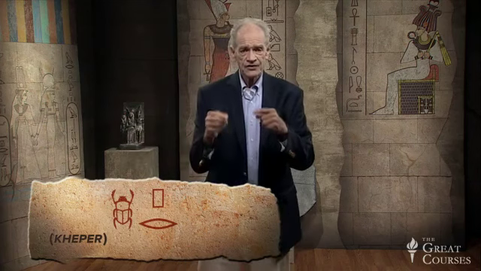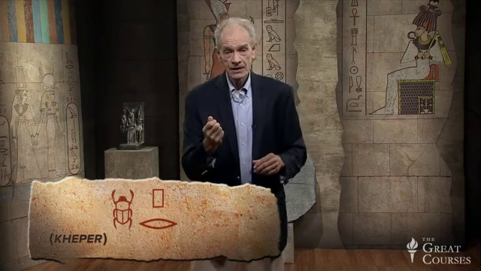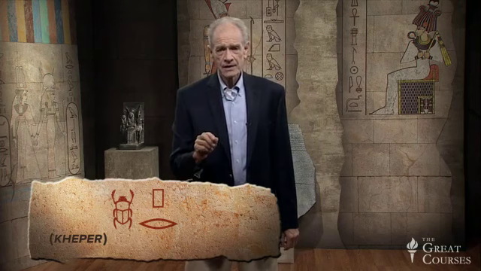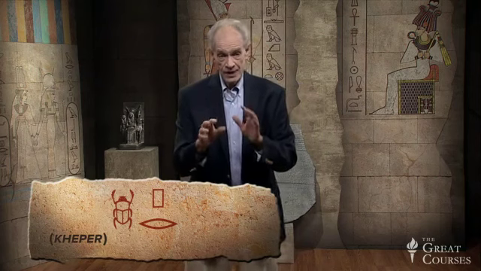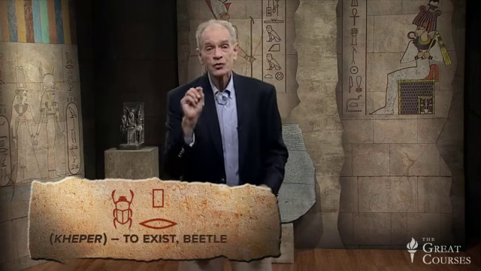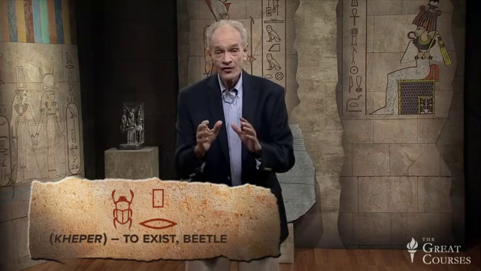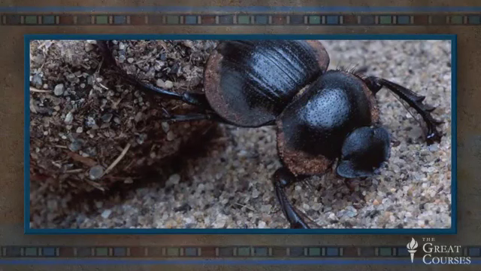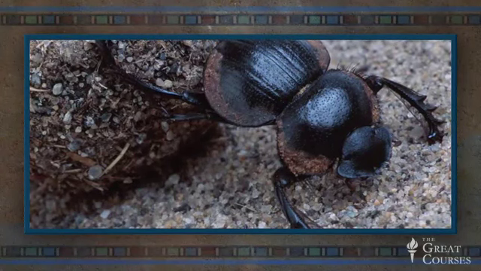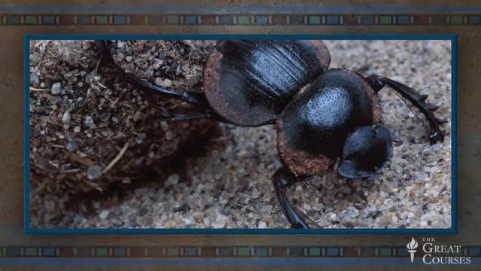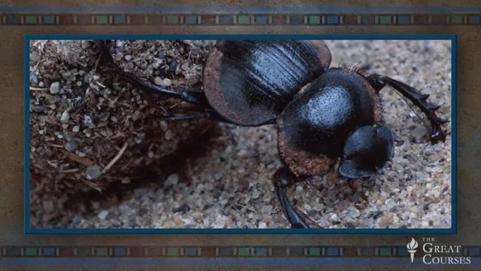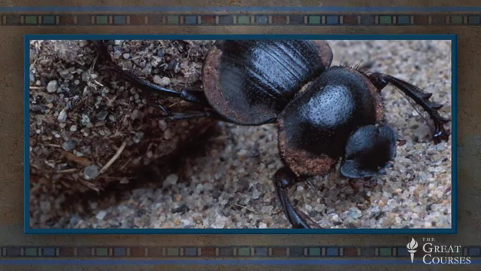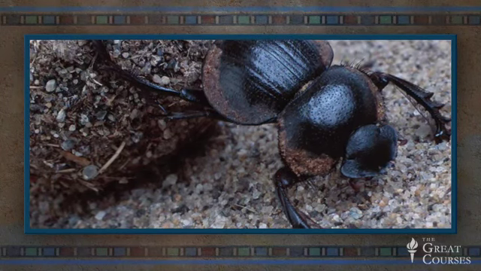Both the hieroglyphic scarab and the actual beetle were very important in ancient Egypt. As we've seen, the scarab hieroglyph was pronounced cheper. It meant to exist. But it also meant beetle, the bug. Now, the dung beetle was very special to the Egyptians. The female lays its eggs in a dung ball and then rolls it to a safe place and buries it. Later, lots of little scarabs pop out, like magic.